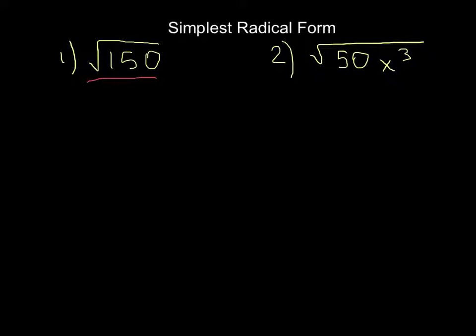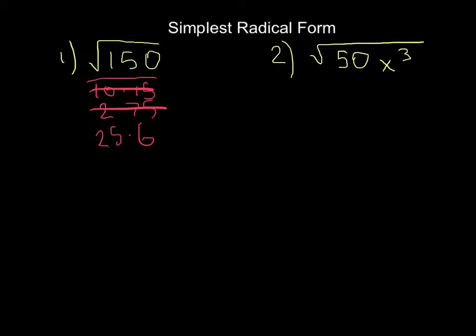So if we look, you can see that there we get like 10 times 15, but neither are squares. We have 2 times 75, neither of them are squares. But one of them is a square. If we have 25 times 6, that gives us 150, and we know 25 is a perfect square.